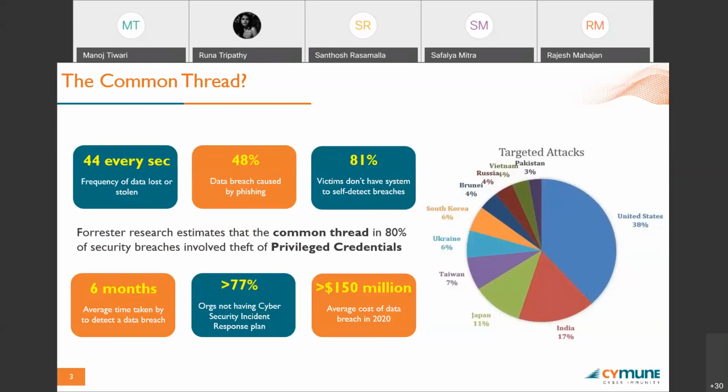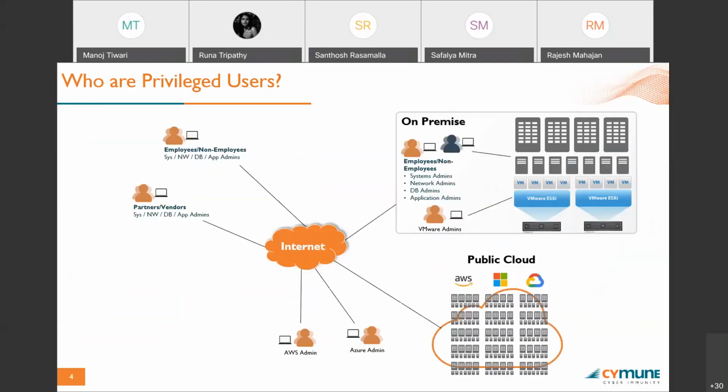So first we'll try to understand who these privileged users are. You know, the administrators who manage the entire IT show in any business, be it the database admin, the sysadmin, or the application administrators or the network administrators. So these are basically the privileged accounts or the privileged users, right? And in the olden days, you had these people sitting on premise, well protected within their network.